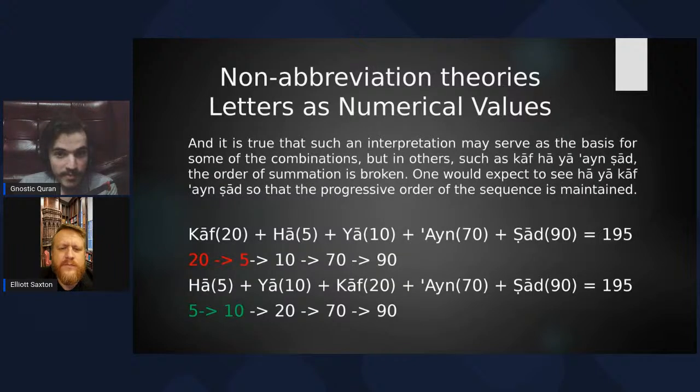But the problem is that such an interpretation may serve as the basis for some combinations, but other combinations, for example, kaf, ha, ya, ain, sod, break the order of summation. One would expect to see a progressive order, like ha, ya, kaf, ain, sod. But here, as you can see, kaf stands for 20, and the next one is 5, the lesser one. And that's not the practice of gematria.